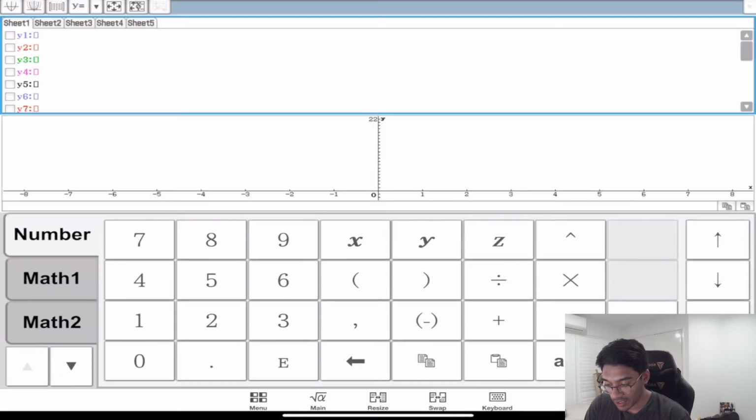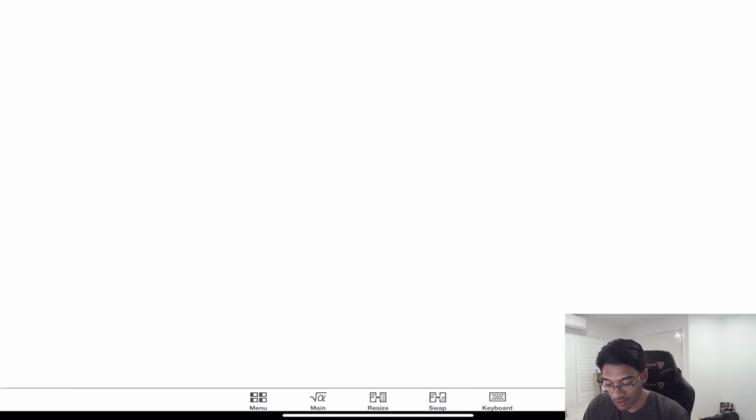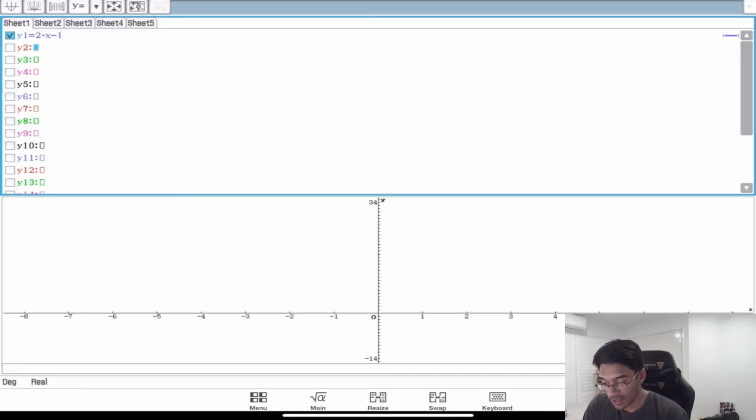All I'm going to do is put it in here. So that y is there, so all I'm going to do is put after the y, 2x minus 1. I'm going to press EXE so it selects that. I'm going to close my keyboard. And you're going to be left with this. Now make sure it's ticked and make sure you've written it correctly.